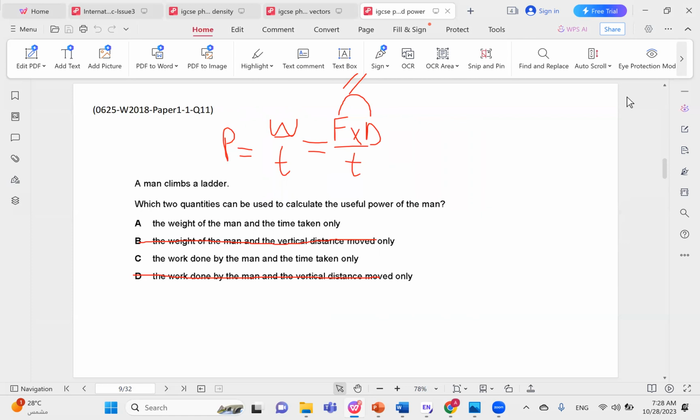So which is it? Is it the weight and the time or the work and the time? So the weight is like F. So do I only need F and T, or do I need the work done as a whole and T? No, excuse me. I need the whole work done. So I need the work done by the man and the time taken. So the correct choice here would be choice C.